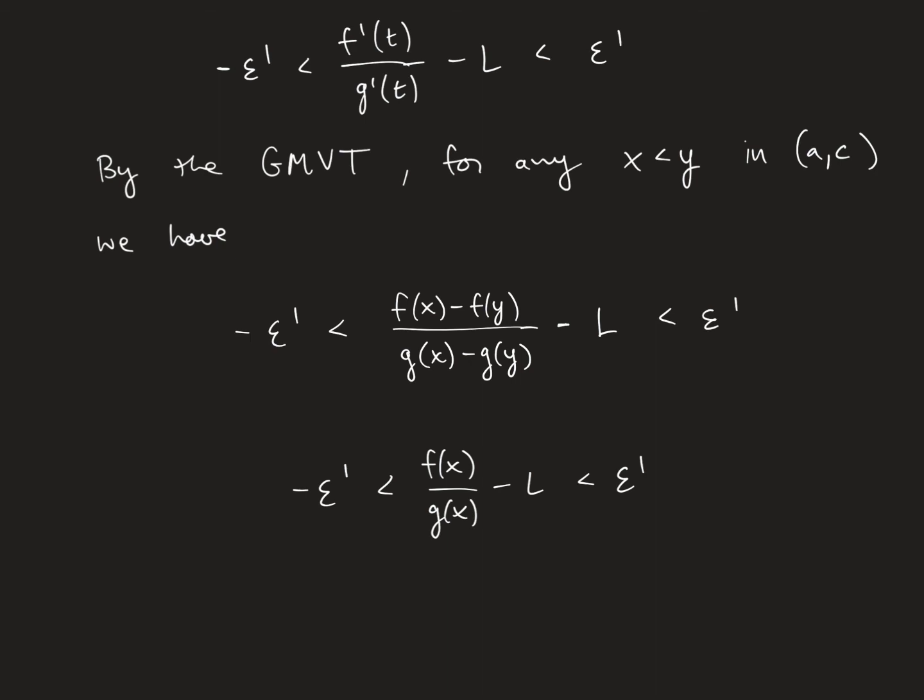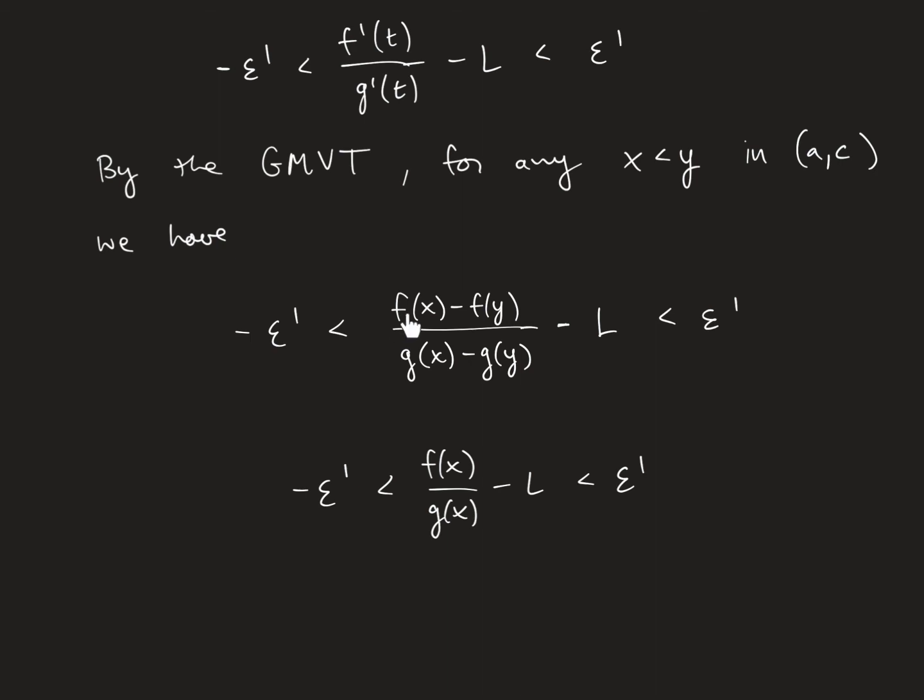So here's kind of the intuition. So basically, in this case, we have our x less than y. So we're going to think about this x moving towards a. So in the classical case of L'Hopital's rule, you would have the indeterminate form infinity over infinity. So let's think for a second if f and g are both going to infinity as we approach a.